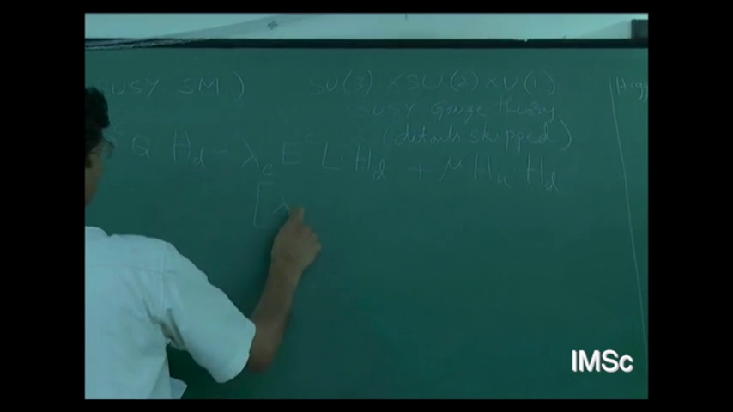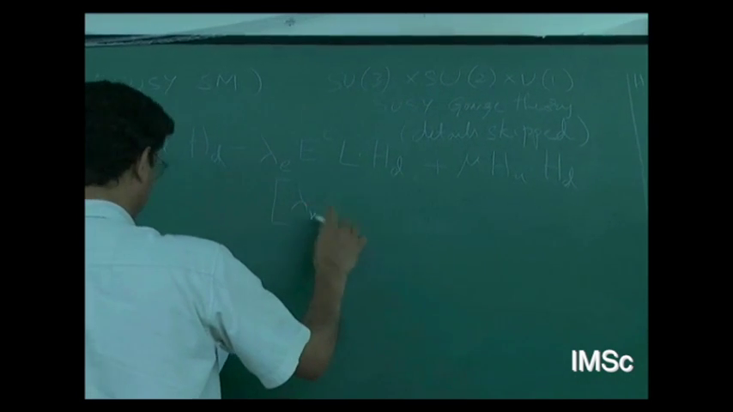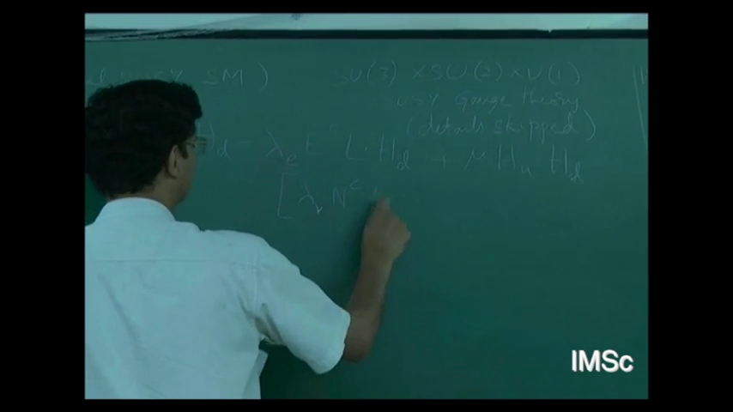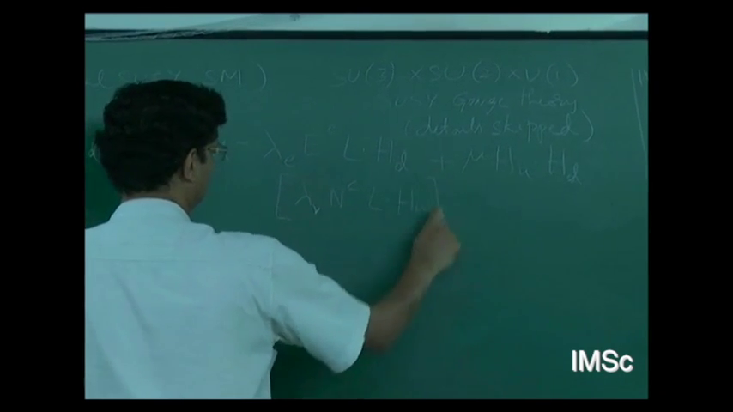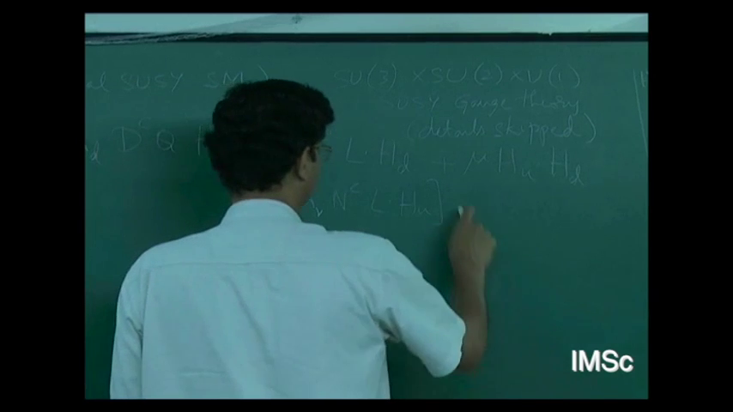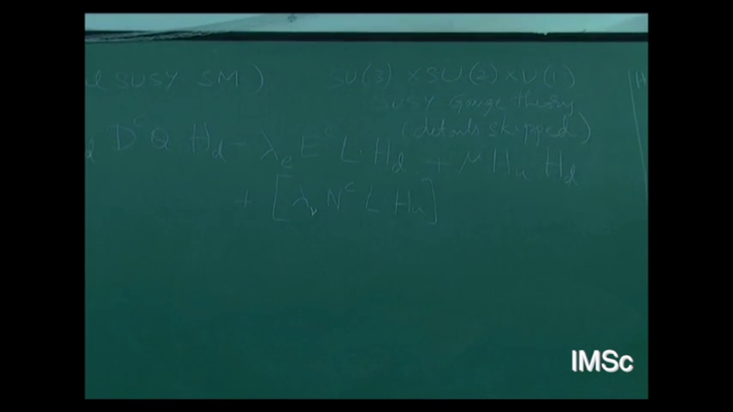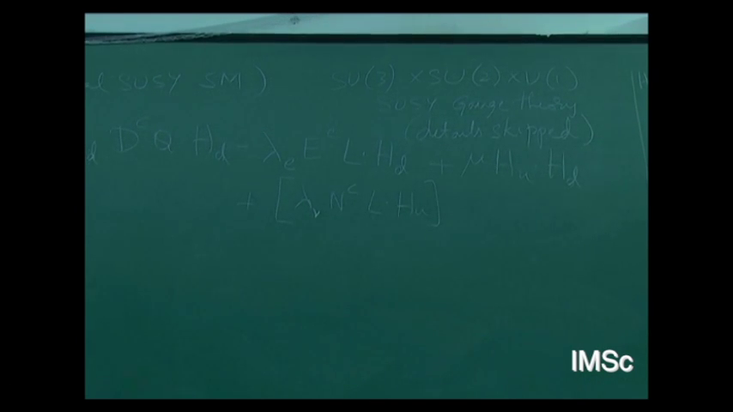And if you want, you could introduce the neutrino superfield also, although in the minimal version you could leave it out and give the neutrino masses by non-renormalizable terms. You could do that, or you can introduce these neutrino terms also. All of these carry flavor indices, which I have suppressed, so you can put these in.